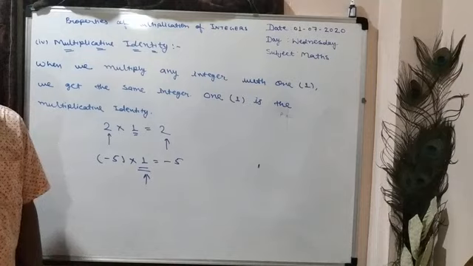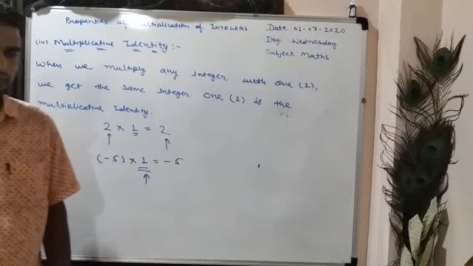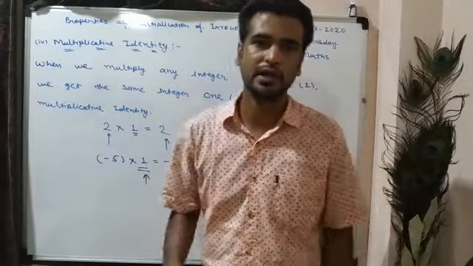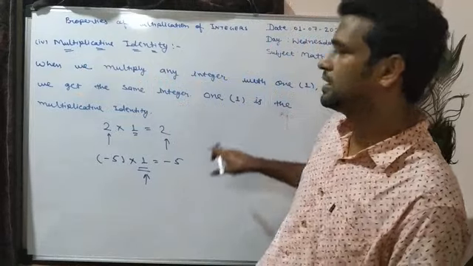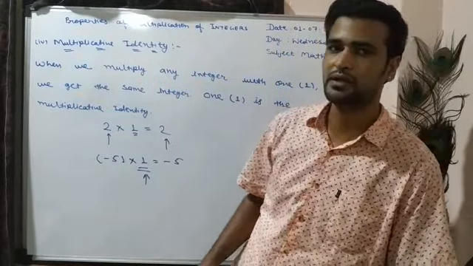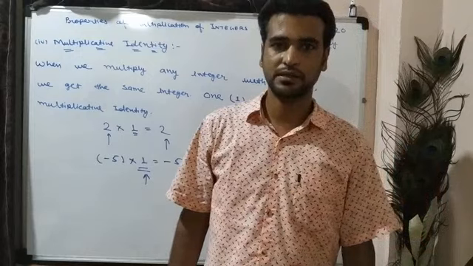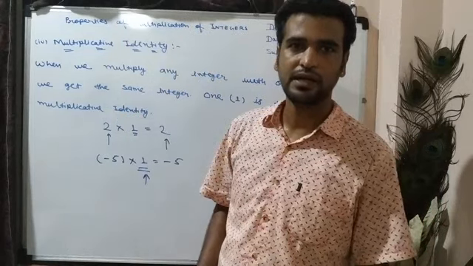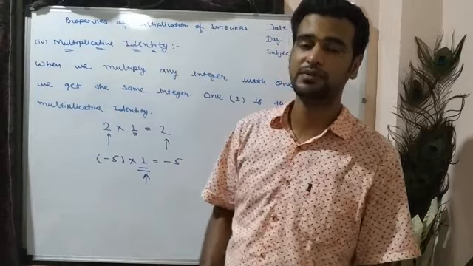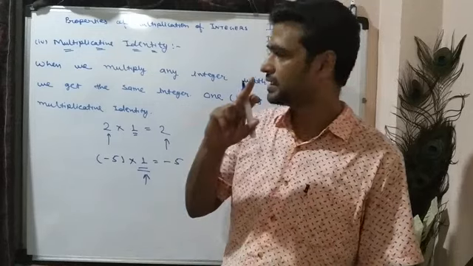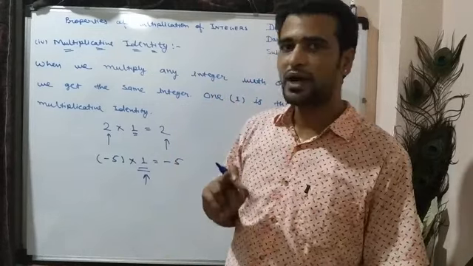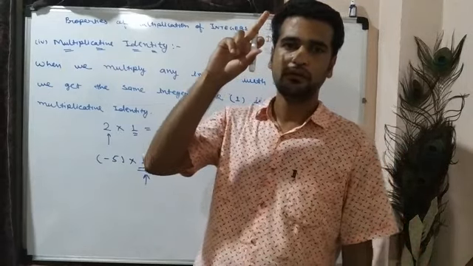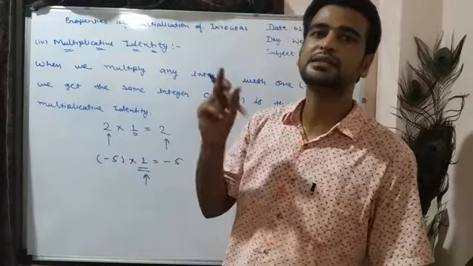So what is multiplicative identity? When we multiply any integer with 1, we get the same integer. So we can say 1 is the multiplicative identity. In addition and subtraction, we studied one property, additive identity. It means by adding 0, we get the same integer. So there 0 was the additive identity.